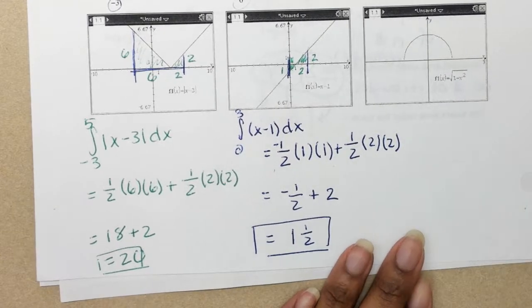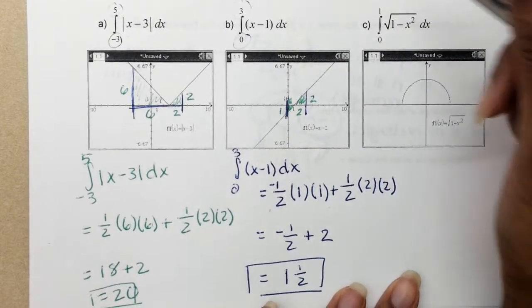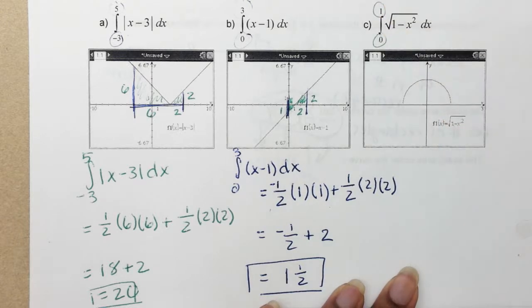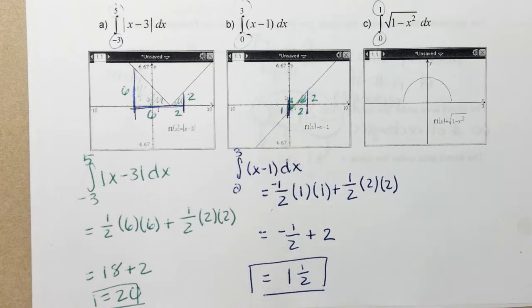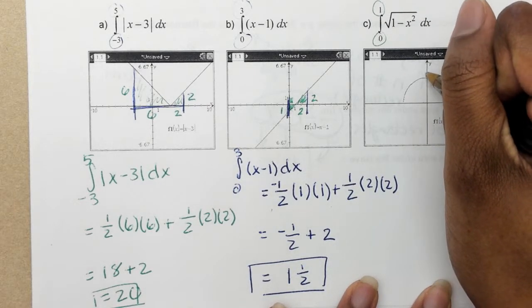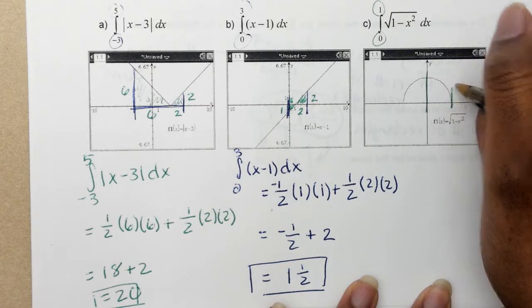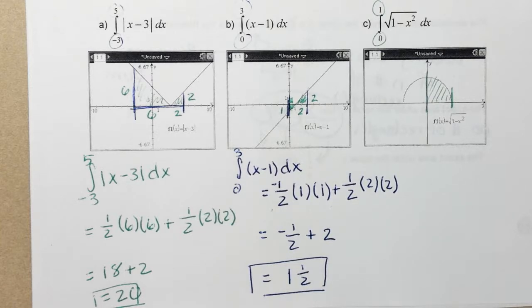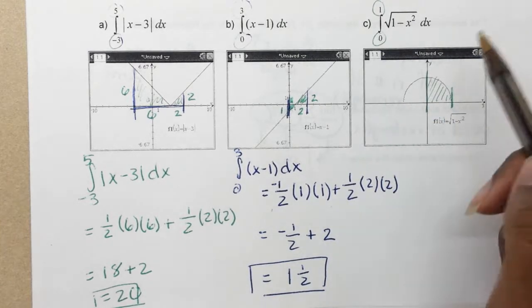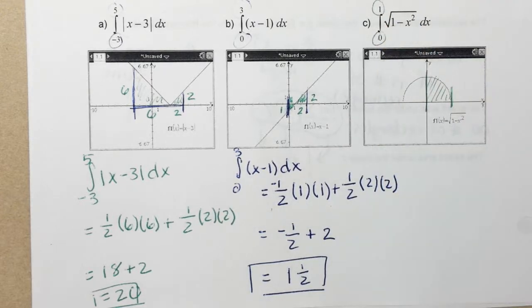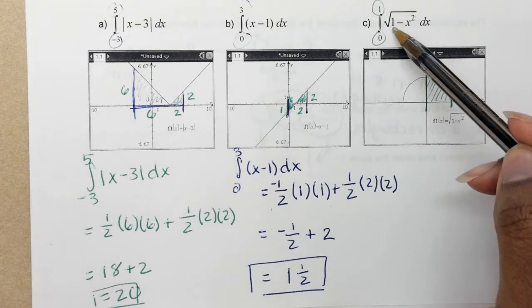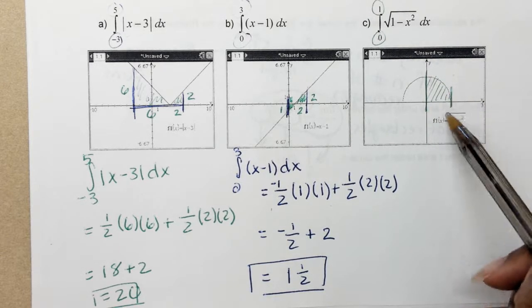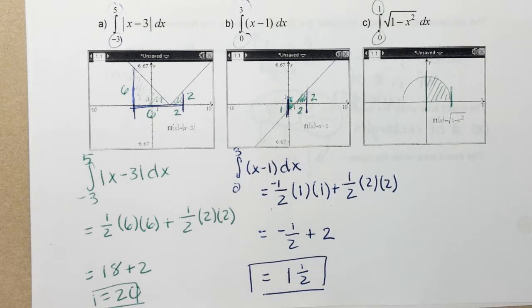Now this last piece, this last example, wants us to integrate from 0 to 1 for the function square root of the quantity 1 minus x squared dx. So from 0 to 1. So we want this area in here. So this equation is an equation of a circle with a radius of 1, which is why I know that this point over here is when x is 1.